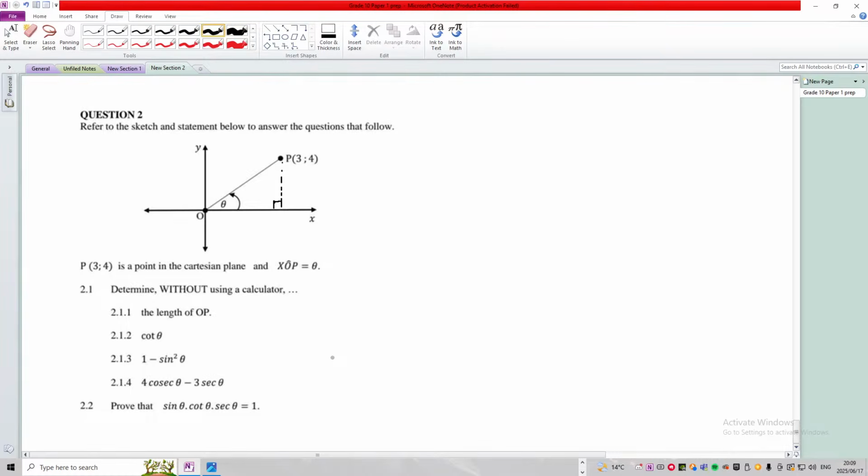Alright. Okay. Yes, sir. Pythagoras. I can tell you from experience that since that is 3, that is 4, that will be 5. Okay. So OP squared will equal 3 squared plus 4 squared. I'm just gonna skip to OP equals 5 because let me not waste your time.